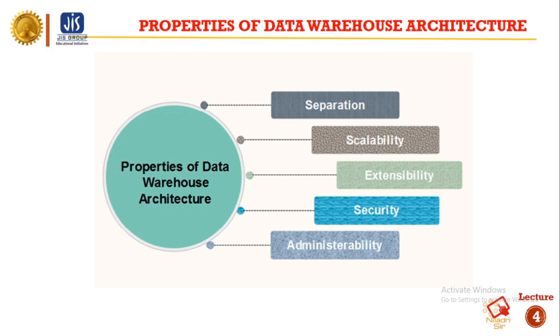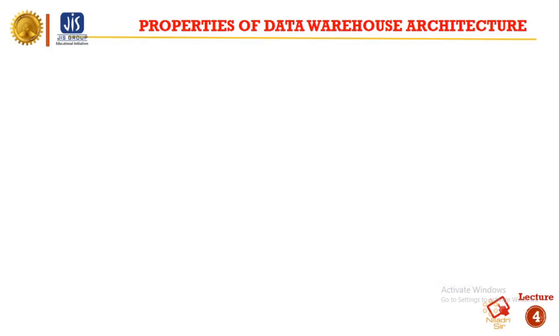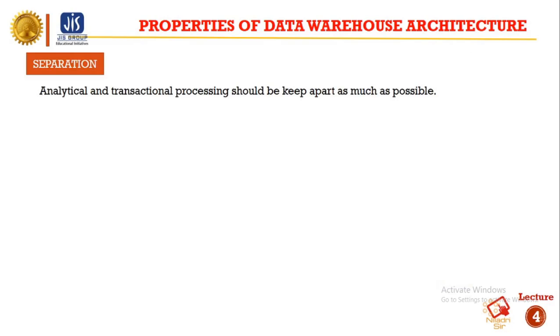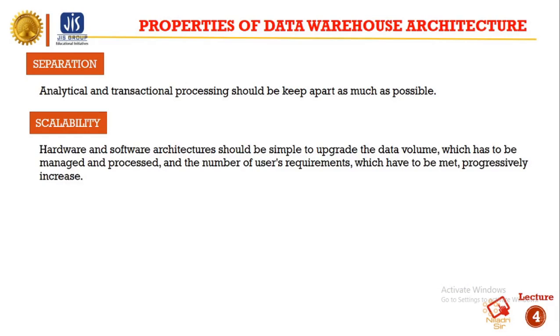Now come to the properties of data warehouse architecture. The number one is separation. Analytical and transactional processing should be kept apart as much as possible. The next one is scalability. Hardware and software architectures should be simple to upgrade as the data volume, which has to be managed and processed, and the number of user requirements which have to be met progressively increase.